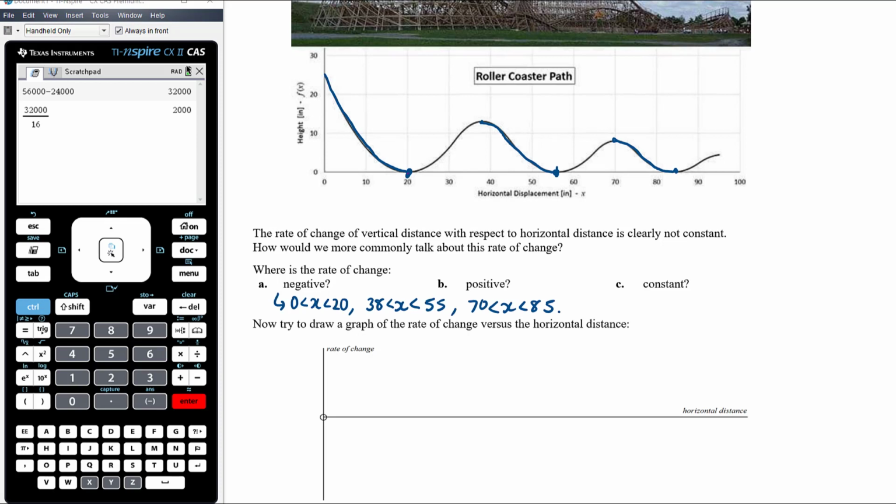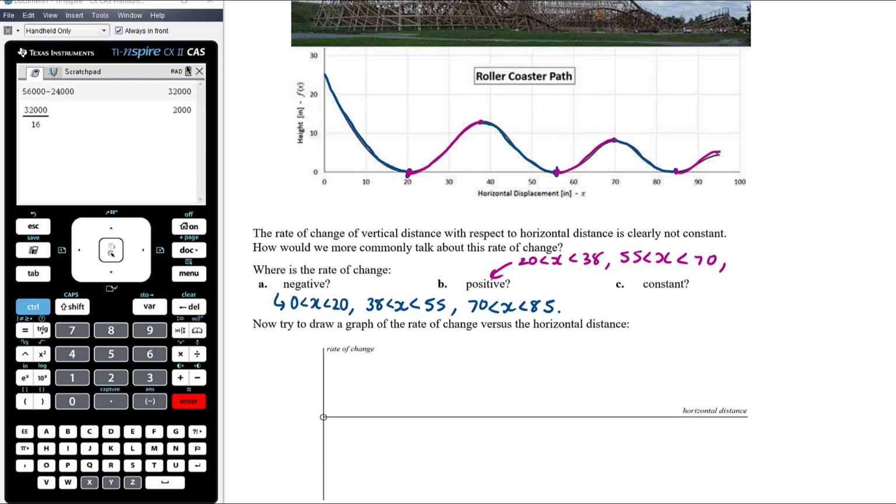All right, then where do we have positive rate of change? So obviously where the slope is going up, so between 20 and about 38, between about 55 and about 70, and then between about 85 and 95. Okay, so it's positive when 20 is less than x, which is less than, we called that about 38, when 55 is less than x, which is less than about 70, and again we could have unions between those, but I'm not too stressed about the set notation.